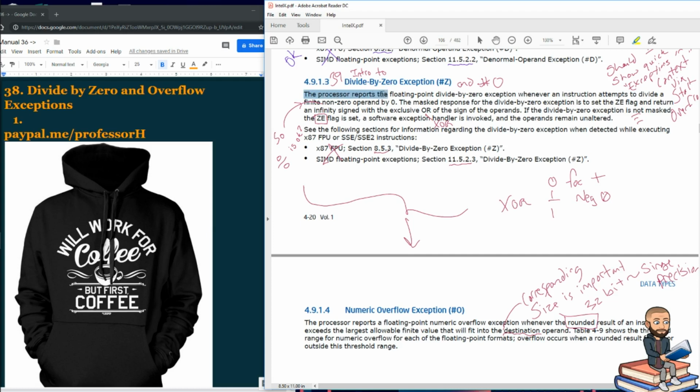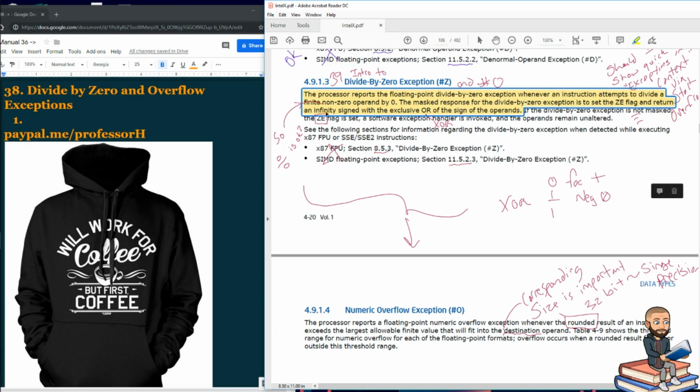The processor reports a floating point divide by zero exception whenever an instruction attempts to divide a finite non-zero operand by zero. The masked response for the divide by zero exception is to set the ZE flag and return an infinity sign with the exclusive OR of the sign of the operands. So that last part is really cool because it explains the existence of the positive and negative infinities.